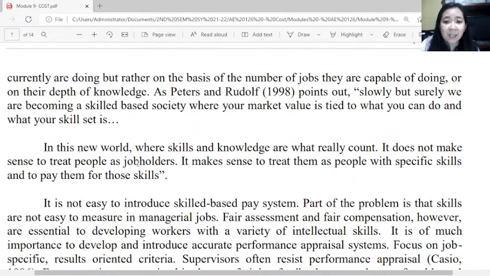Based on Peters and Rudolph, they point out that slowly but surely, we are becoming a skill-based society where your market value is tied to what you can do and what your skill set is. So this is very important. That's why we have different certification programs and examinations in which you can add the title in your name after.